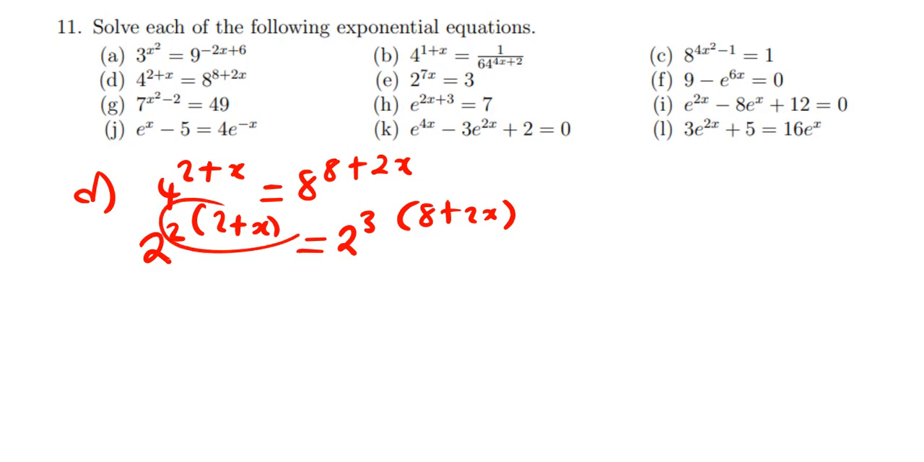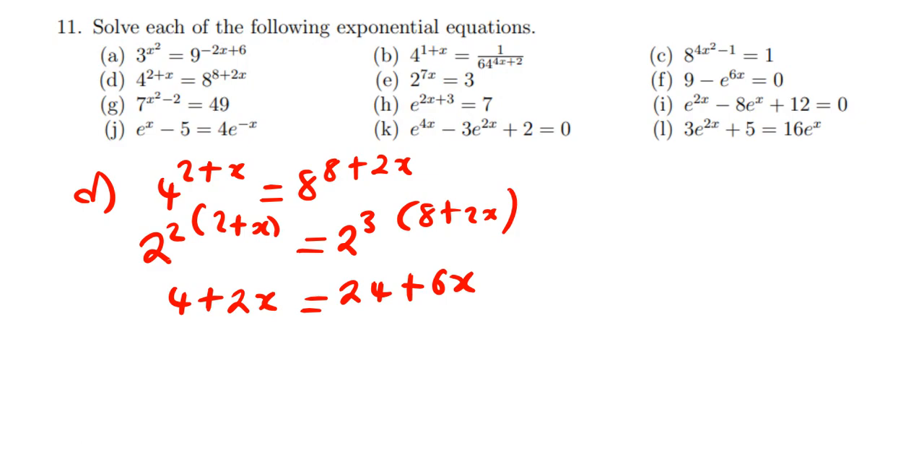So when I distribute the 2 on top, what do I have? 2 multiplied by 2, that is 4, plus 2 multiplied by x, that is 2x, is equal to, when I come to the other side, 3 distributing with everything in the bracket. 3 multiplied by 8, that is 24, plus 3 multiplied by 2x, that is 6x. Okay, now that we've got this, what do we now do?